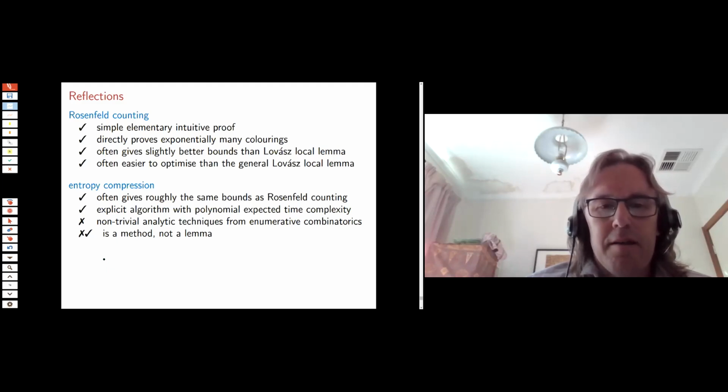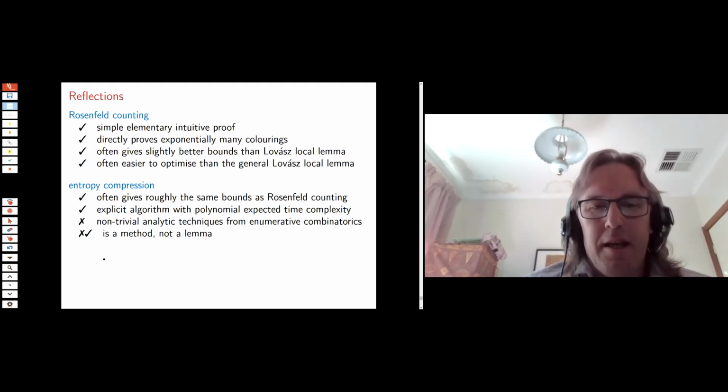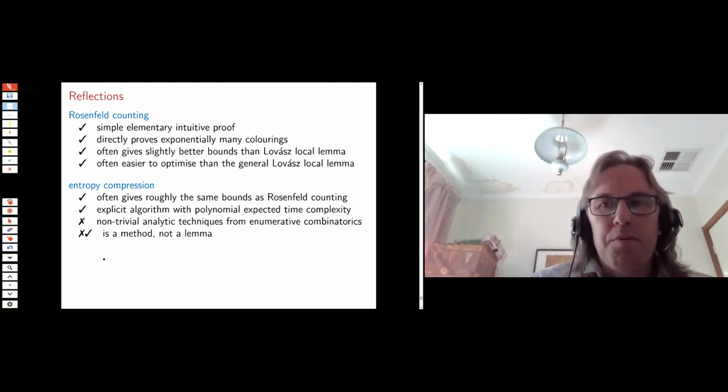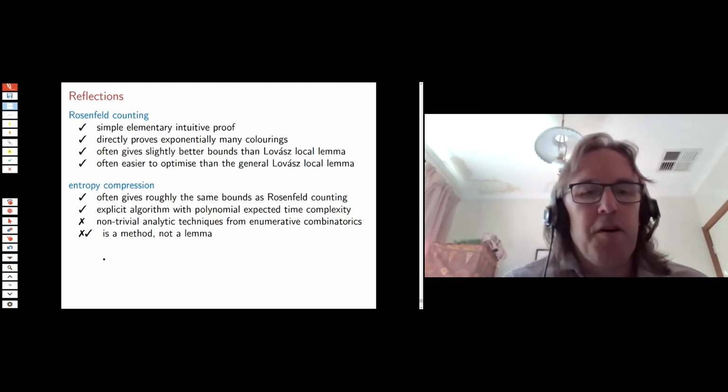They are Mike Molloy's proof of delta over log delta for triangle-free graphs, and also a result of Piotr Micek and co-authors on p-centered colorings. That uses entropy compression plus quite a bit more, and the entropy compression enables you to push it further.